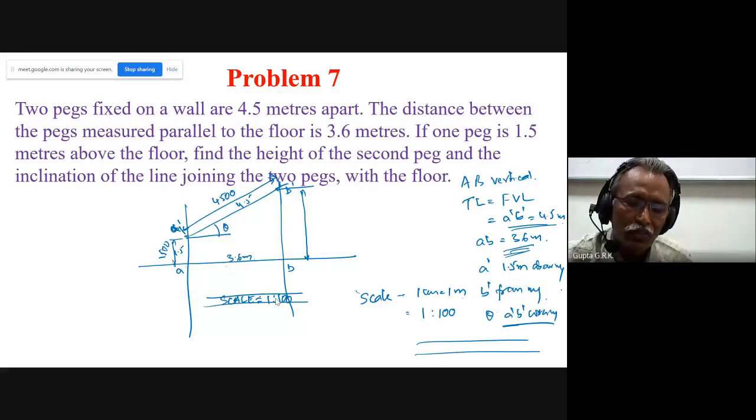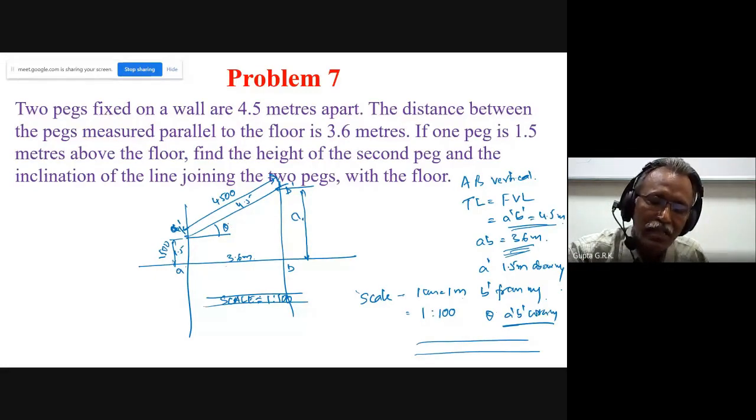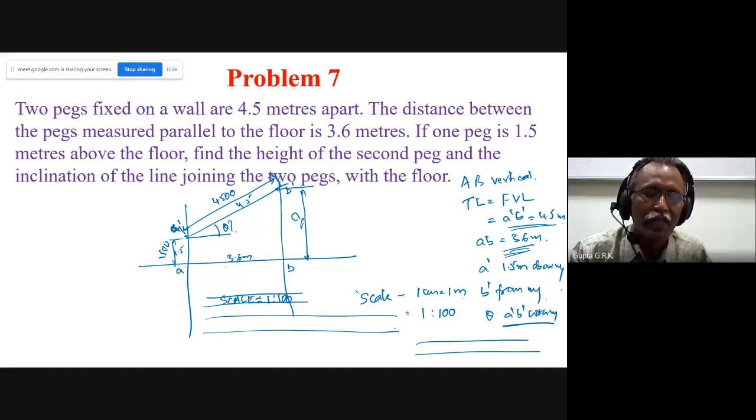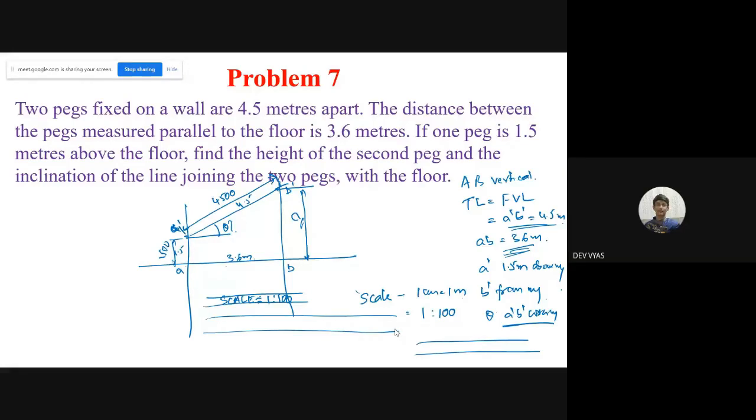And so I have to find out this distance and this angle, and you have to show here this distance and angle, and also I have to write the answers. The second peg is so and so height from the XY. Sir, can it have two answers? Means the distance BB dash can have two values, one greater than 1.5 and one can be less than also.